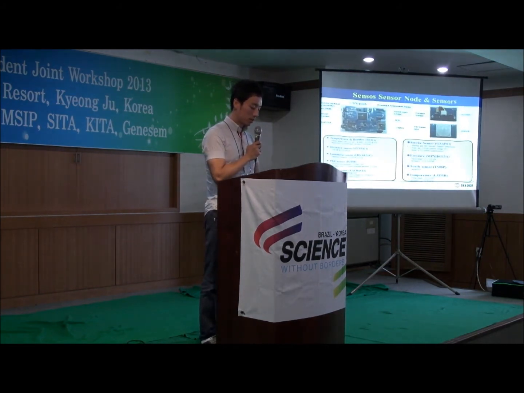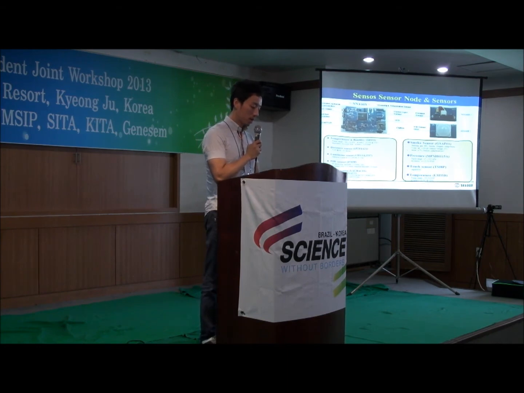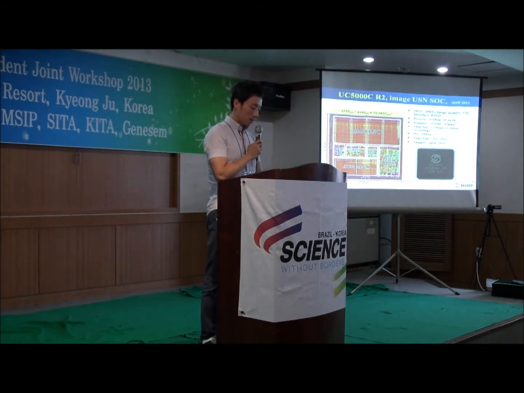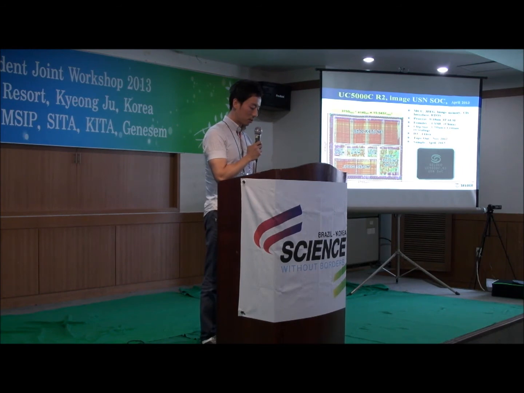SN100, the sensor node, supports 5 sensors: temperature and humidity, distance, light, PIR, and images, and has a built-in single chip USN SoC. SN100 supports wire and wireless communication. And this is our image USN SoC chip, UC5000CR2. Ours is somewhat a simple one with an 8-bit MCU, JPEG image compressor, some control function for CIS image signal input, and some memories.